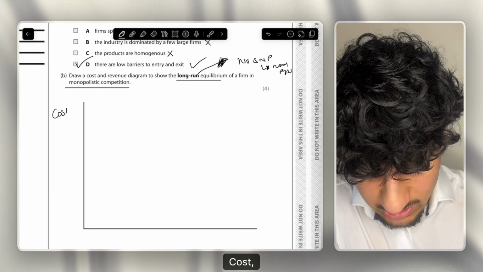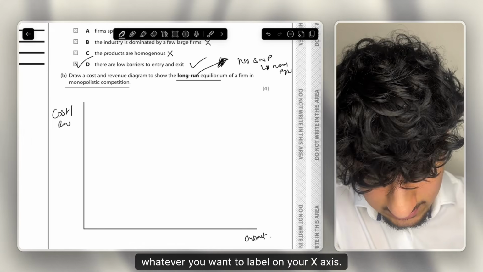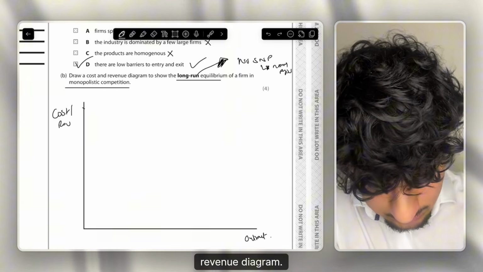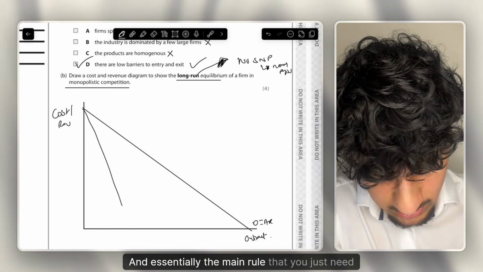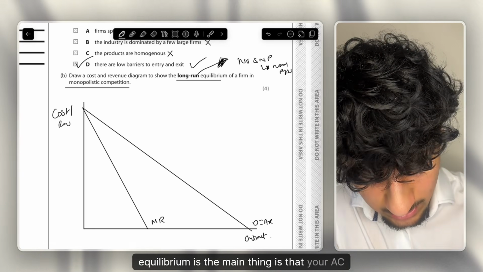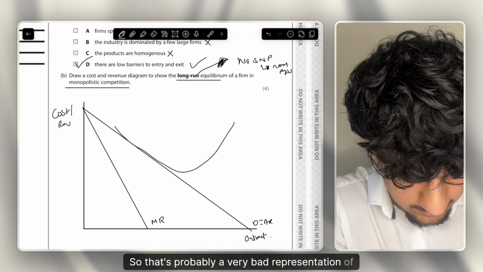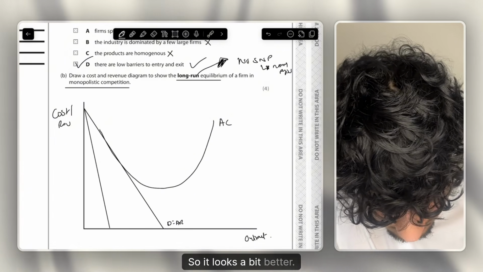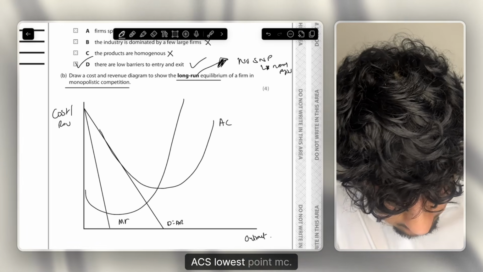So let's get started. Cost/revenue on our axes, output, quantity, whatever you want to label on your x-axis, and just, of course, simple, whatever you want to call it, monopoly cost-revenue diagram. So D equals AR, and essentially the main rule that you just need to follow here with regards to the long run equilibrium is the main thing is that your AC curve just hits your AR curve. So that's probably a very bad representation of it. Something like that will do. So just moving the D equals AR further in so it looks a bit better. But yeah, and then just make sure your MC curve, of course, still intersects AC at its lowest point.